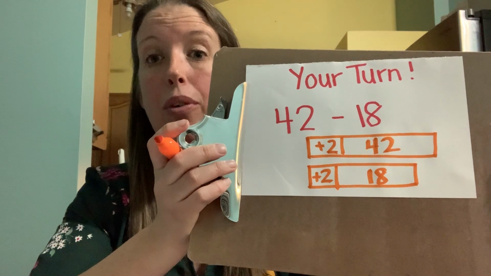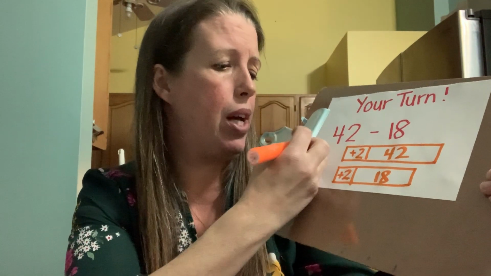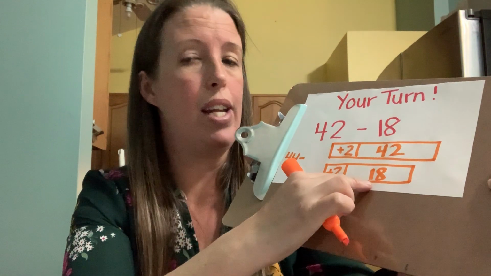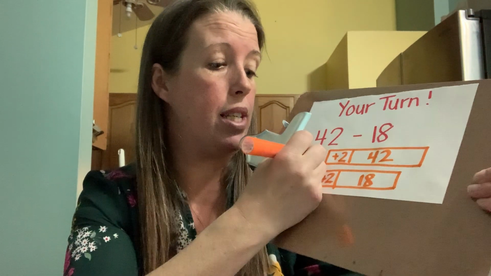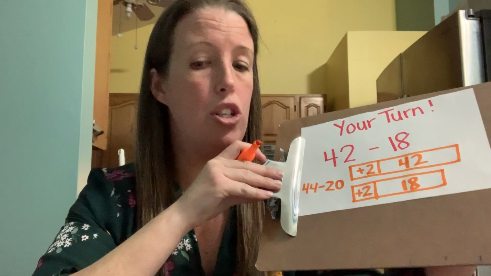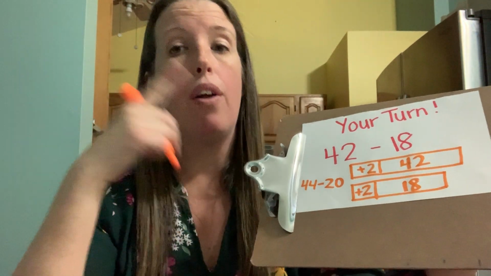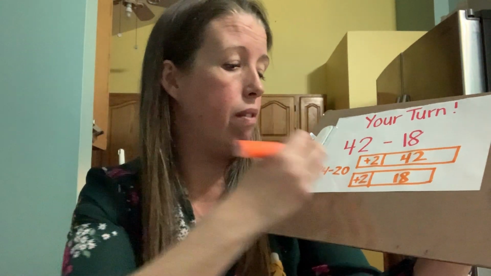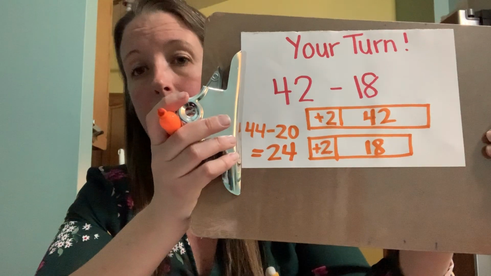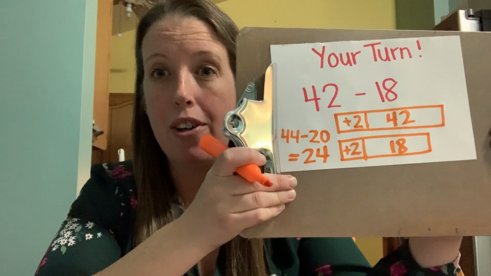Okay, so now I'm gonna write my new equation. I don't really have too much room, but 42 plus 2 is 44. And then 18 plus 2 more brought us to that nice friendly 20. And now if I do 44, take away 20, 44, 34, 24. It's gonna equal 24. If you got that right, give yourself the biggest squeeze and cheer and hooray.